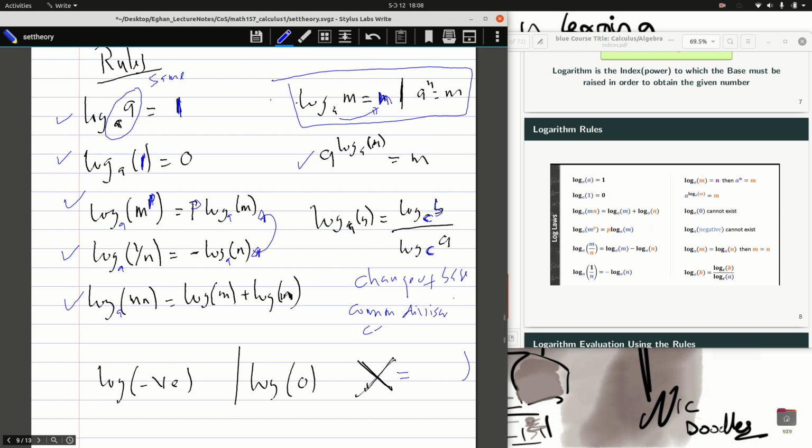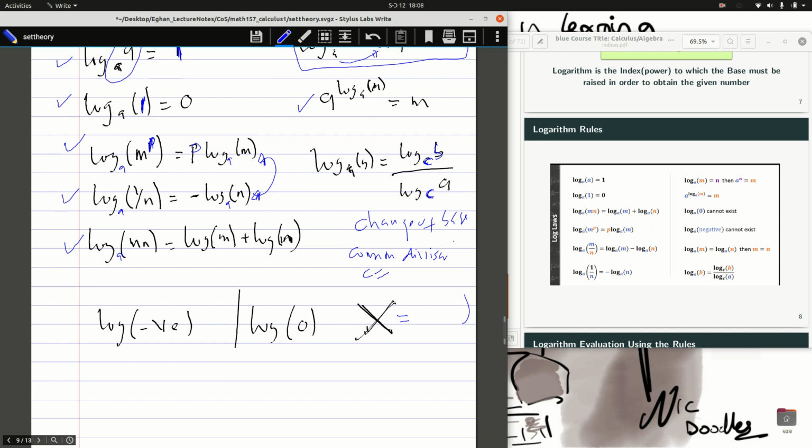That is a c. You find a common denominator between your base and the argument, and you can use the change of base to solve it.